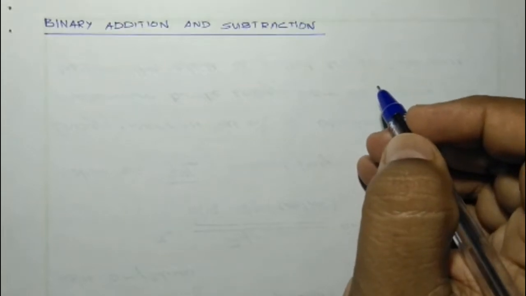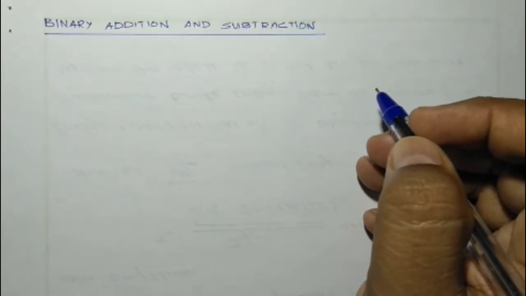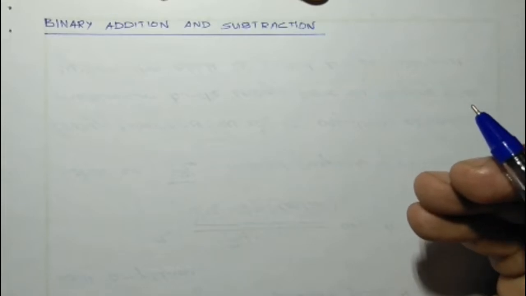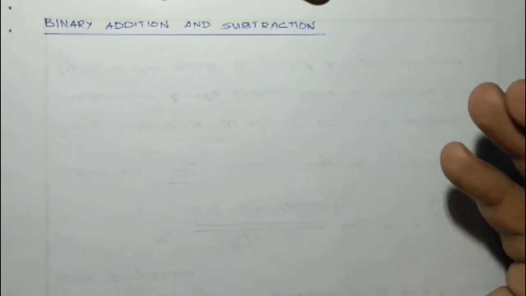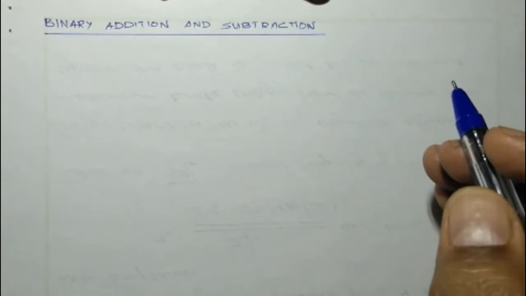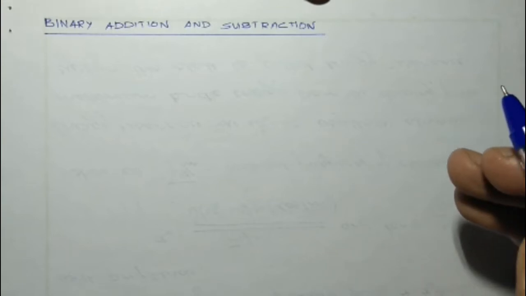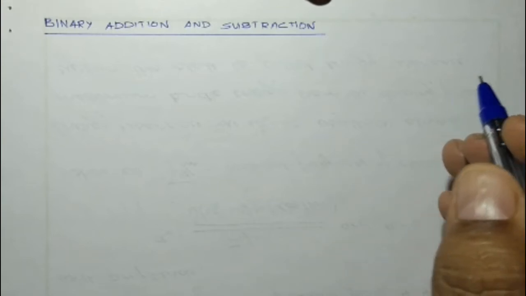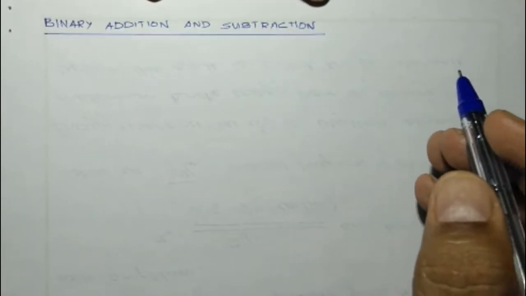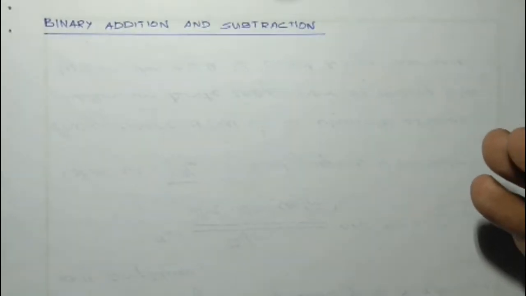Hello. In the last sessions, we have studied different number systems like binary, octal, hexadecimal, decimal number systems, and so on. And you know how to convert between different number systems. Like you can convert from binary to decimal, decimal to hexadecimal or octal, and so on.